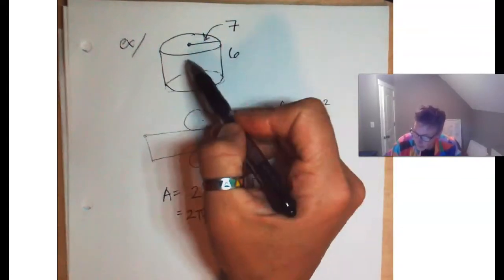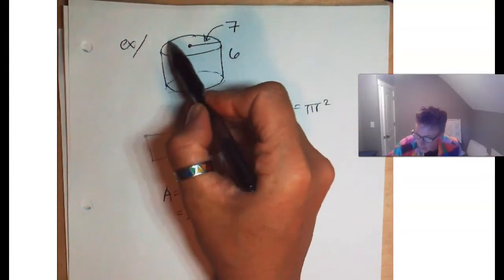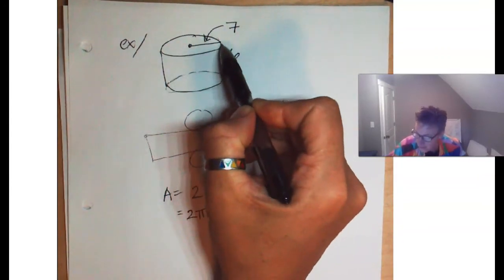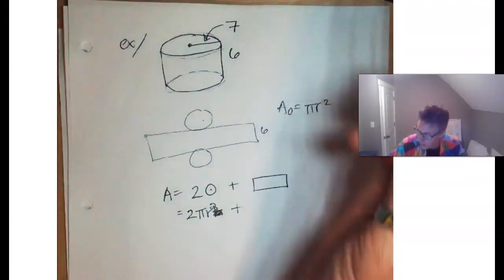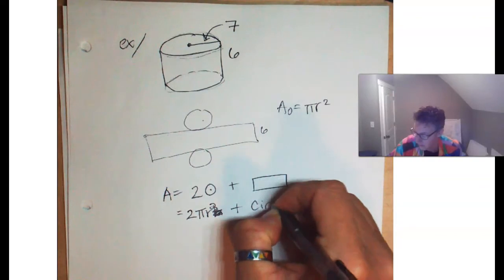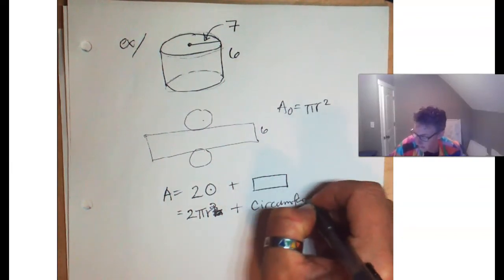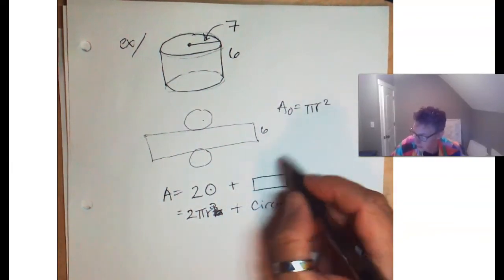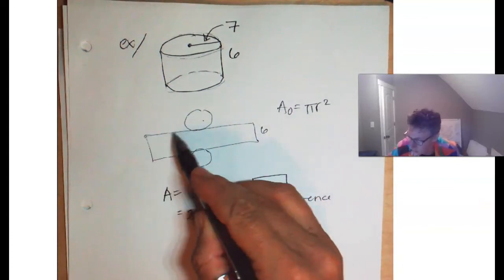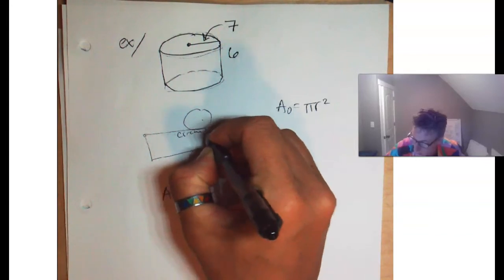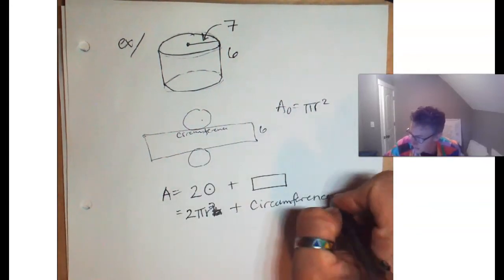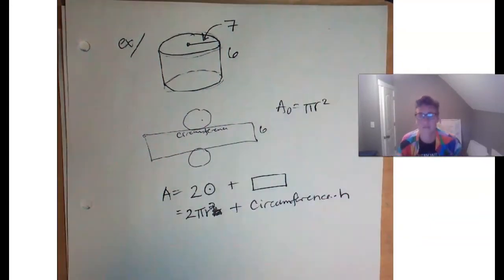Well, the rectangle wrapped all the way around the soup can. So the rectangle is the distance all the way around that circle. And the distance around the circle is called the circumference. This is the circumference. So the area of the rectangle is going to be the circumference times the height, that same height.